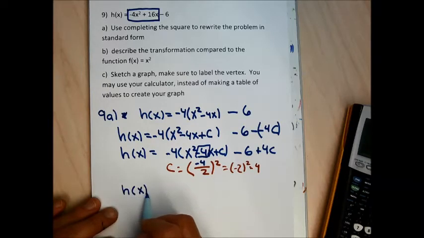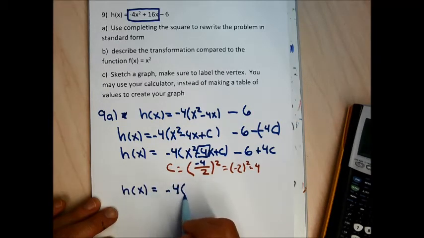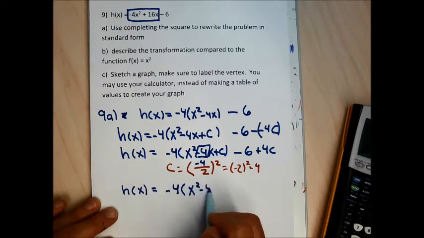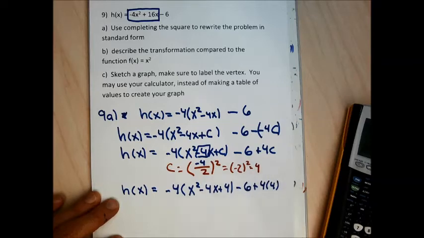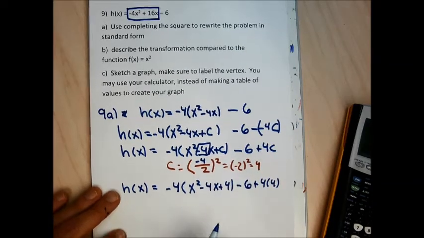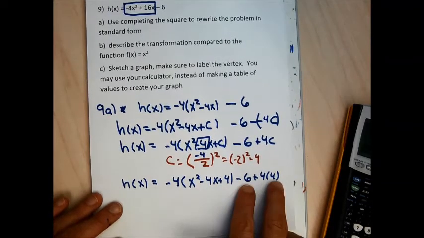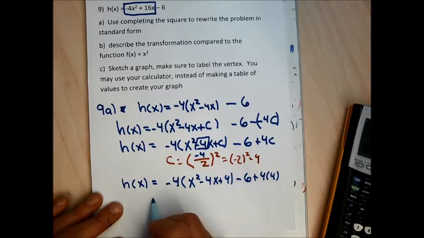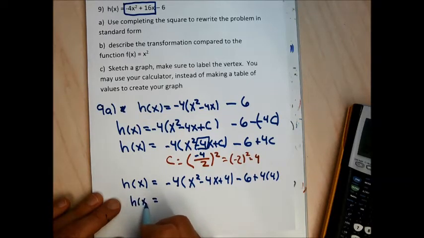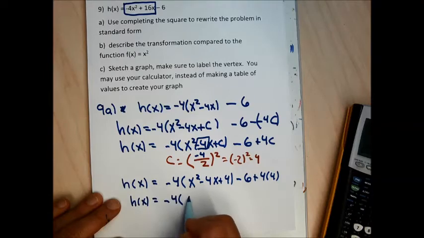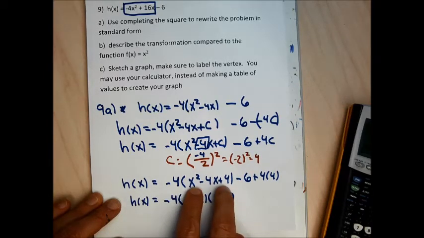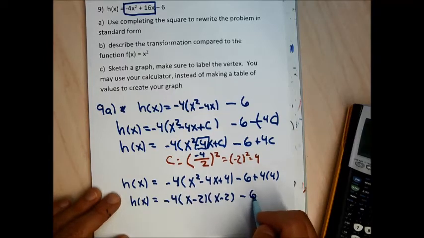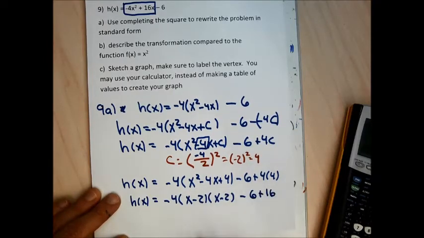I'm going to get h of x equals negative 4 times x squared minus 4x plus 4, minus 6 plus 4 times 4, putting in 4 for both of the c's. I'm going to factor this and simplify this. So this is going to be h of x equals minus 4 times x minus 2 times x minus 2. That's what that factors into. This piece comes out to minus 6 plus 16.